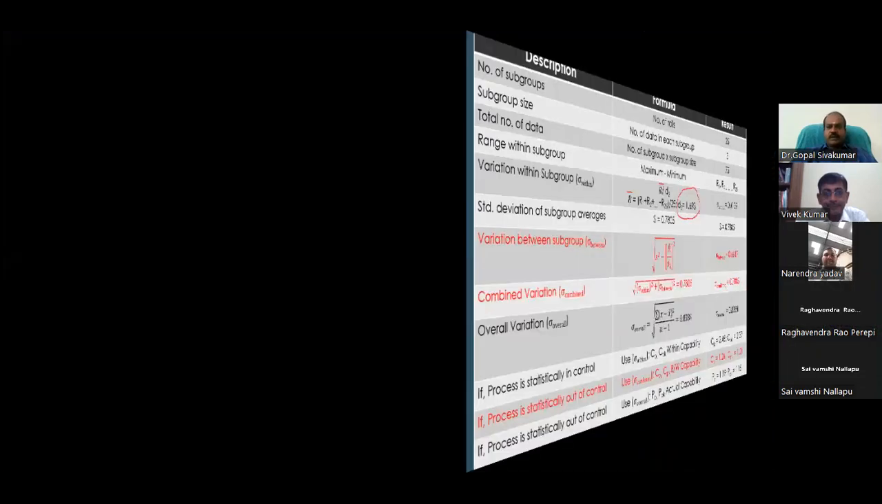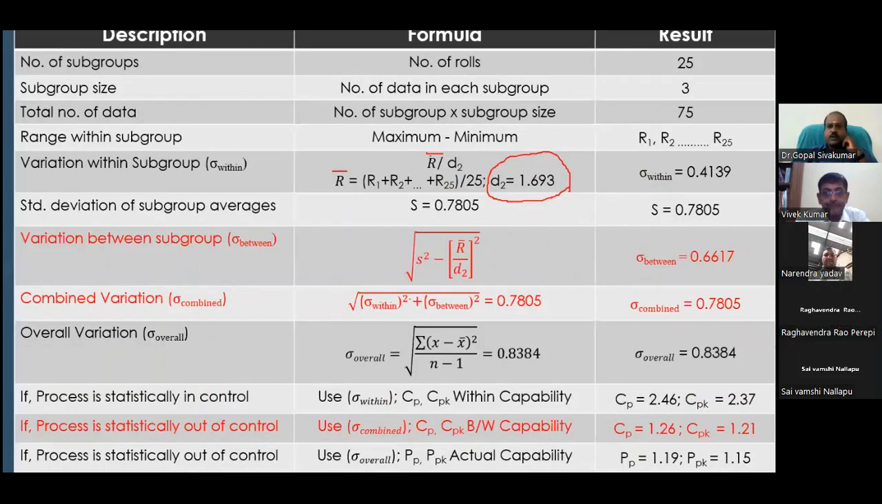So you can see my slide once again. Now all these columns also filled up, but you still don't have to focus on the other calculation. But look at this column. If I use the Cp of 0.4139, look at my Cpk value. How much is it coming? 2.46, 2.37. It looks as if my process is extremely capable.